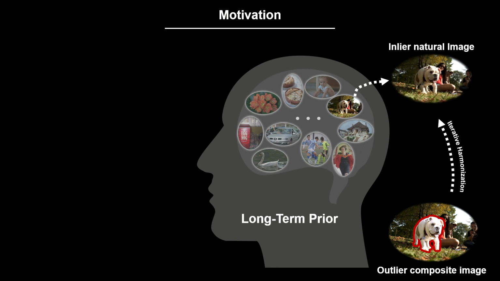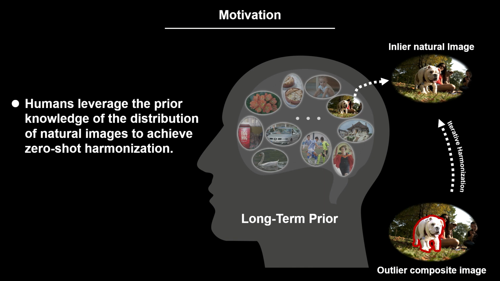To harmonize such an image, we envision a corresponding inlier natural image and iteratively edit the composite image to ensure its proximity to the inlier natural image. This process relies solely on the prior knowledge of the distribution of natural images, enabling zero-shot harmonization.